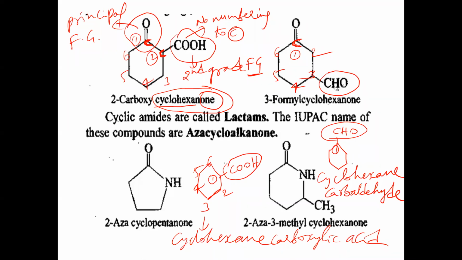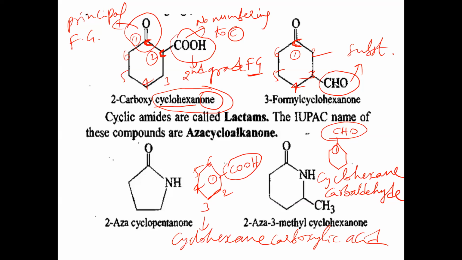In this case, for CHO, we should not say cyclohexane carbaldehyde. A ketone group is there, a priority group, because the carbon of the ketone is forming the ring. So it should be taken as the principal group, and CHO should be only a substituent. When CHO is a substituent, which name do we use? Formyl. Formyl should be used for this CHO.